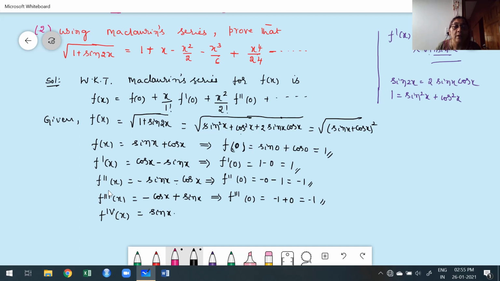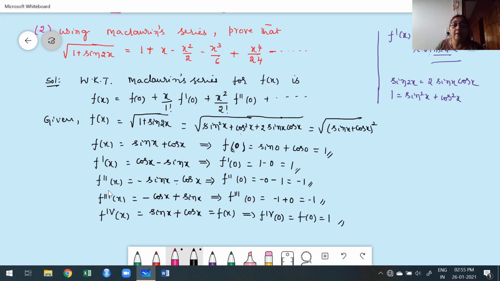Okay, observe carefully. I'll tell you afterwards how to proceed further. Now, the easiest way: sin x. The derivative of cos x is minus sin x, minus into minus is plus, and the derivative of sin x is cos x. This is nothing but our given function. That implies the fourth derivative at 0 is f of 0. What is f of 0? It is 1.